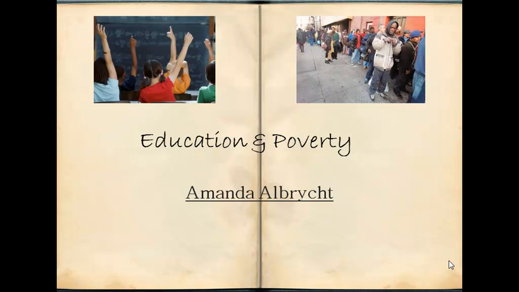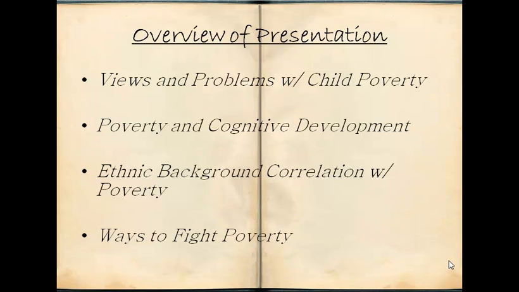poverty. An overview of my presentation, I will be talking about 4 aspects of child poverty in the United States. These are going to be views and problems with child poverty, poverty and cognitive development, ethnic background correlation with poverty, and ways to fight poverty.